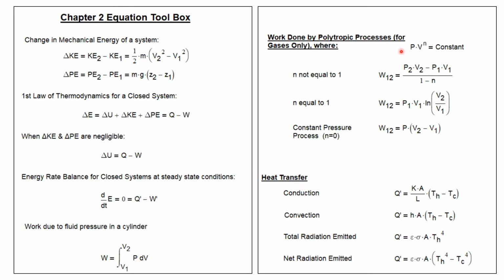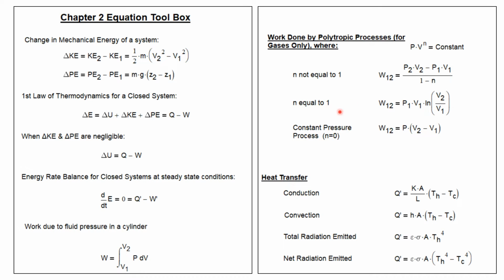And we also introduced a particular type of thermodynamic process called a polytropic process. And this works for gases only. You cannot have a phase change during a polytropic process. And the equation describing the polytropic process is just pressure times volume to the n power is constant. And we can also use specific volume here instead of volume. It works either way. So if n is not equal to 1, we've integrated this work equation, and we get that work for a process from state 1 to state 2 is simply P2V2 minus P1V1 over 1 minus n.